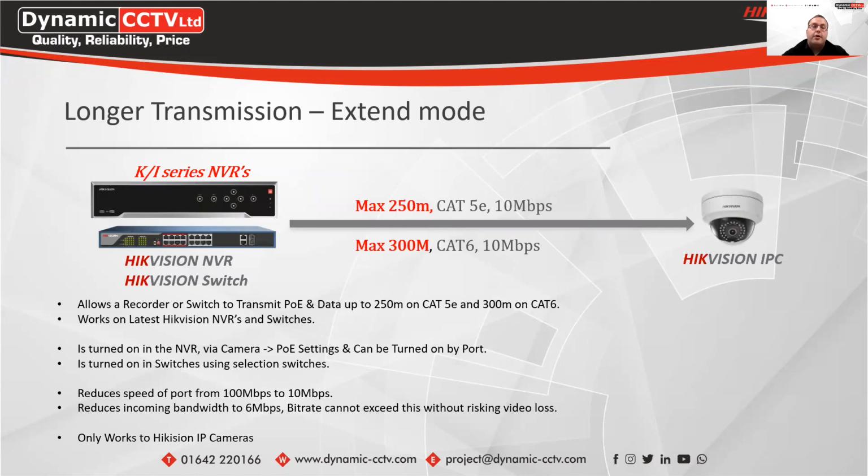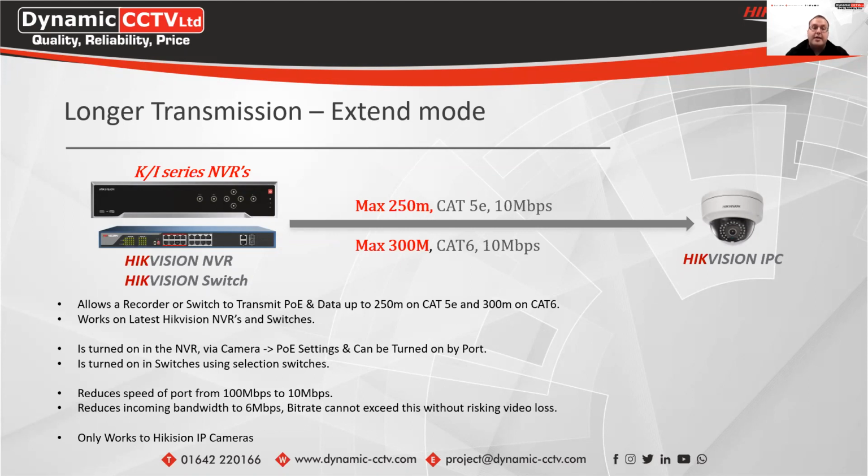Now, I did touch on longer transmission mode with the extend mode on some of the switches that we sell, the TP-Link units and the Hikvision units, but it's also built into the K series and I series NVRs. So as standard, you can achieve up to 90 meters of cable between your connection and your camera for PoE. But with the long transmission mode or extend mode, you can actually get up to a maximum of 250 meters on Cat5 running at 10 megabits per second, which would be 6.5 megabits per second of usable bandwidth. And you can get up to 300 meters when using Cat6 cable.